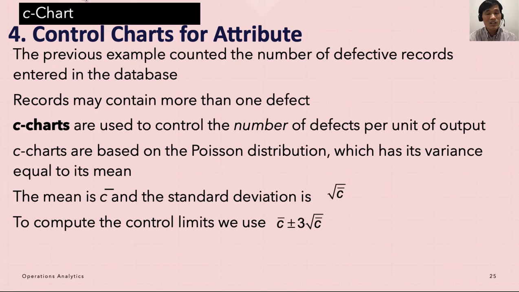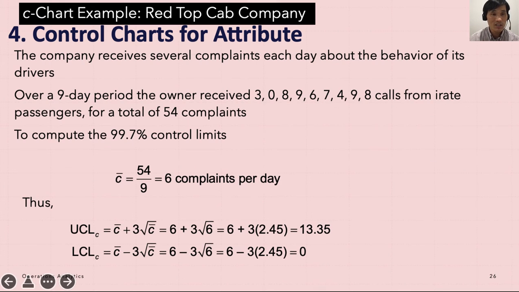So the calculation is quite straightforward, and you just need to find out the number of defects and C bar, and then use it for your standard deviation. To compute the control limits, we use C bar plus or minus 3 times the square root of C bar. So the calculation is quite straightforward for the control chart for attributes, the C chart. Let's take an example here.